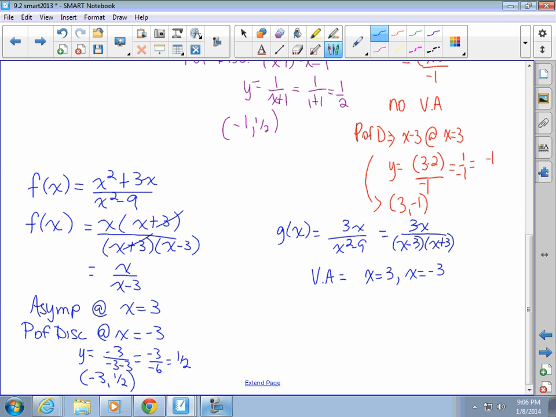So this is a case where, if it asks me to match it with a graph, I might need to find my x-intercept and see if that helps me get a little bit closer. If I did need to find my x-intercept, I let my y equal 0. So I have 0 is equal to 3x over x squared minus 9. If I cross multiply, 0 times x squared minus 9 is 0, so 0 is equal to 3x. That means 0 is equal to x. So my x-intercept would be at 0, 0.